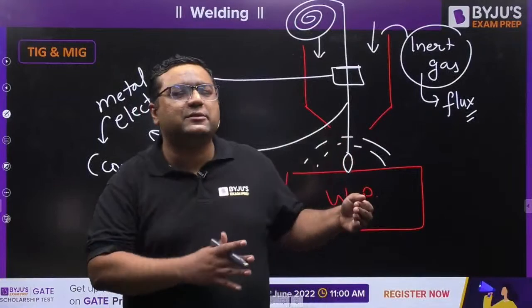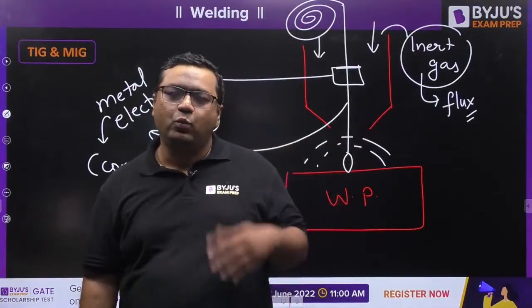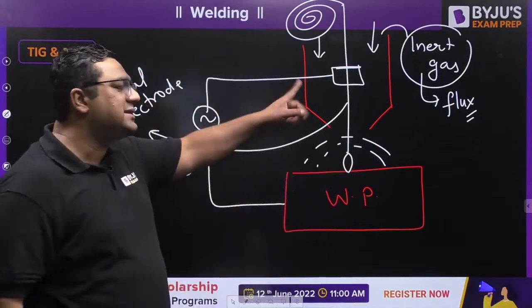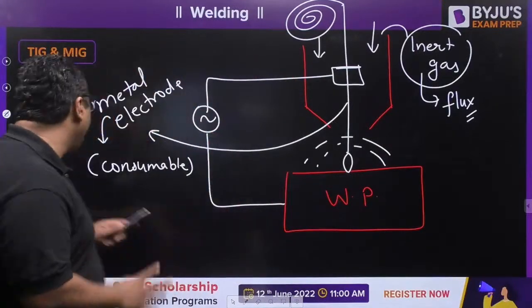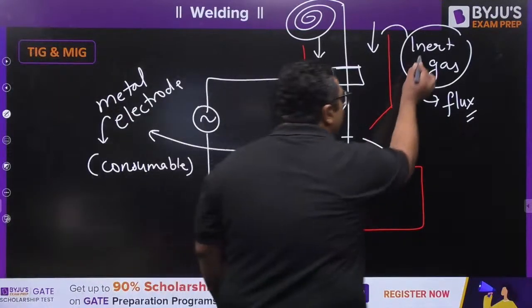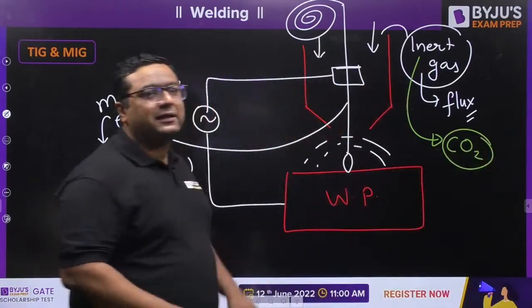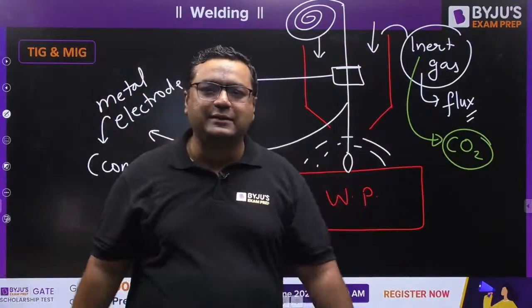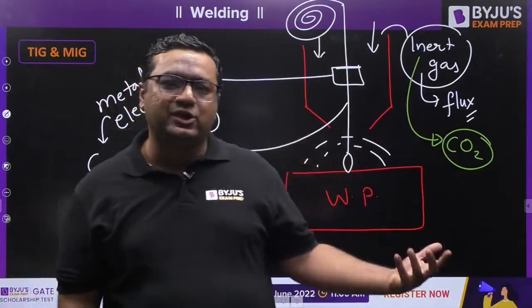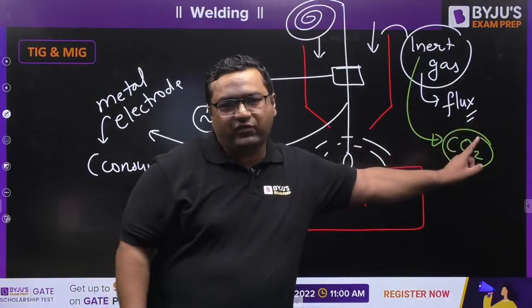TIG was replaced by MIG. But nowadays we have done one more smart work. What is that? My dear, inert gas is something very costly. So to reduce the cost, we have replaced this inert gas by CO2, because CO2 also acts like the similar inert gases; it is not allowing the reactions to happen. So this is one more modification that we have done.